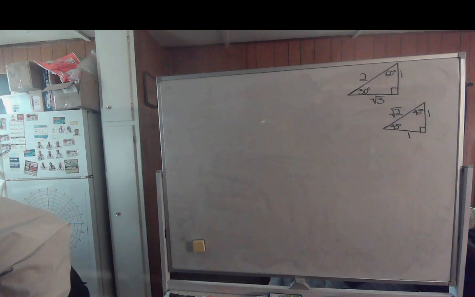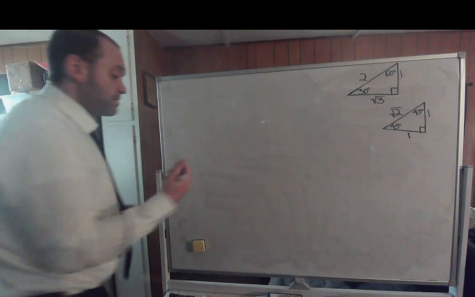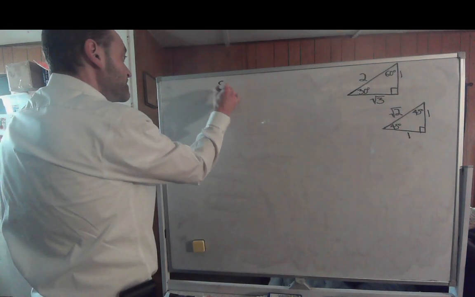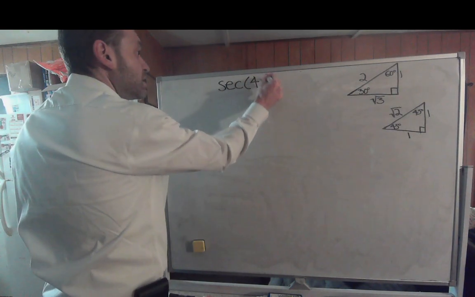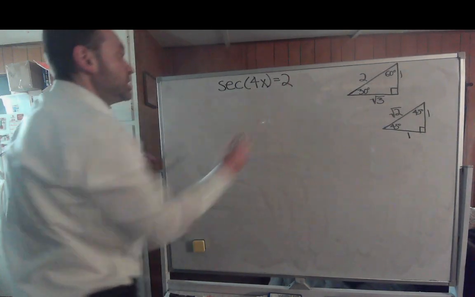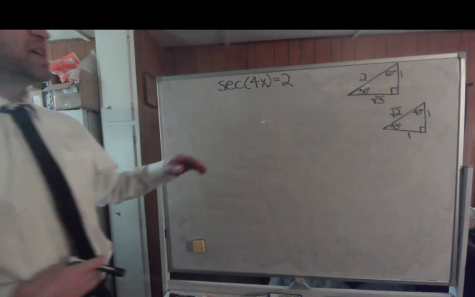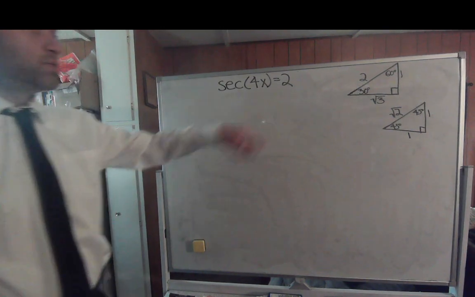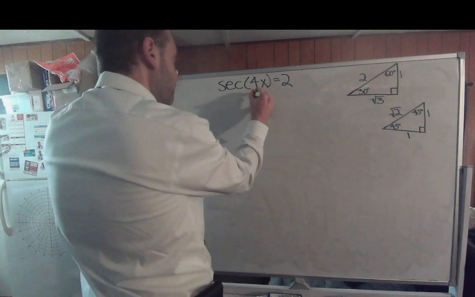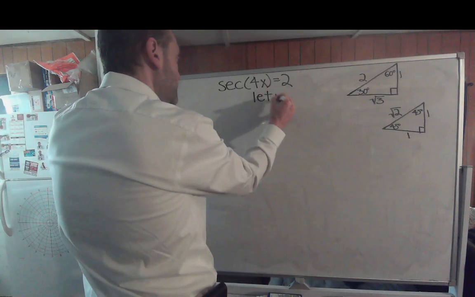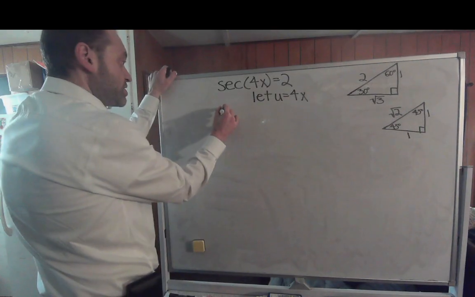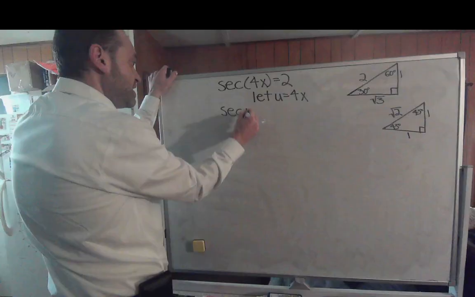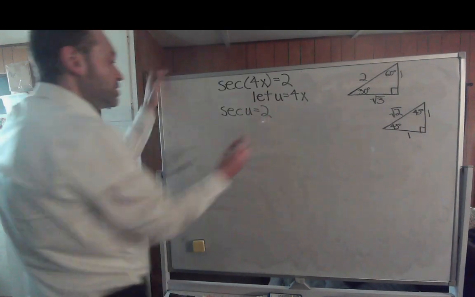I'm sorry, I got three linear ones. Okay. I have the secant of 4x is equal to 2. So I've been given that the secant of 4x equals 2. Well, we'll let u equal 4x temporarily. So let u equal 4x. So we can turn this temporarily into the secant of u equals 2.